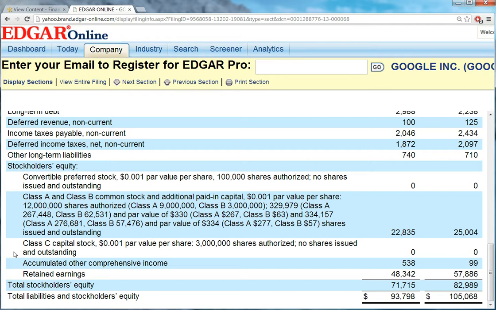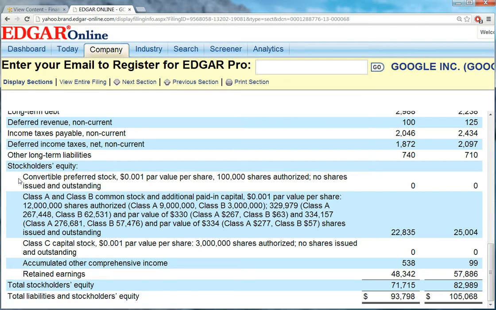Google actually has 4 classes of stock. The first one listed here is called convertible preferred stock. Preferred stock is typically a stock that has preference with respect to certain characteristics. Most commonly, they get preferential dividend treatment.